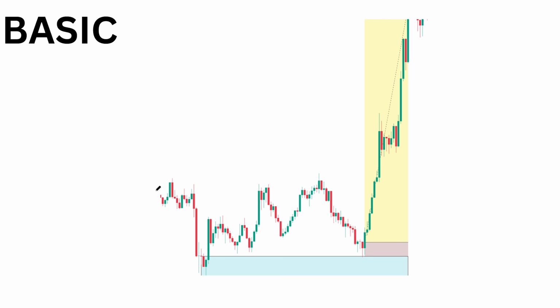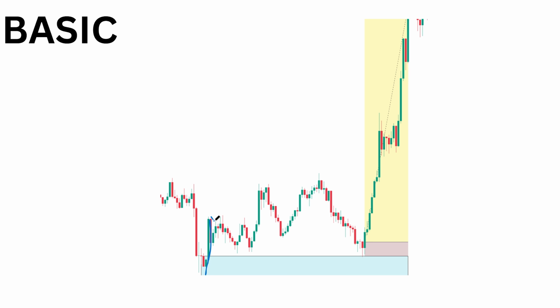This is a full basic to advanced strategy, so I'm not going to get into more advanced stuff right now. First, I want to talk about what I'm actually looking for. What I need is a strong push up. Before that push up, you obviously have a bearish candle, and that bearish candle is going to be your demand zone. It's not allowed to be tapped though, so I'm going to explain about that later.